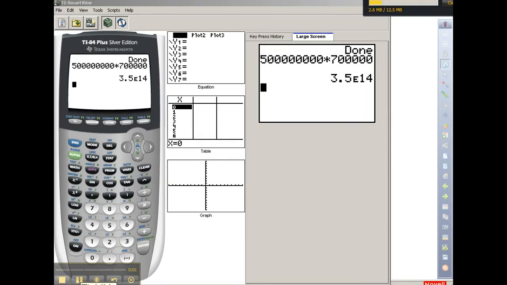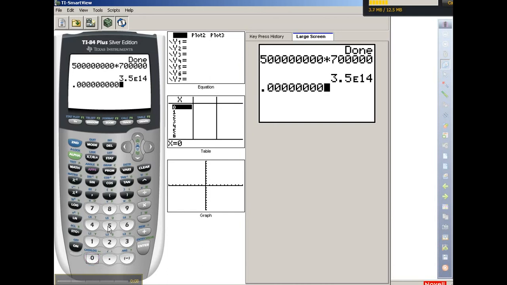Video number 9. Okay, we were going to put in a really small number. Let's put in this really small number and multiply it by this really small number. See how I just ran out of display registers? We're going to multiply those 2 really small numbers together. And when you do that, now you get this crazy thing.